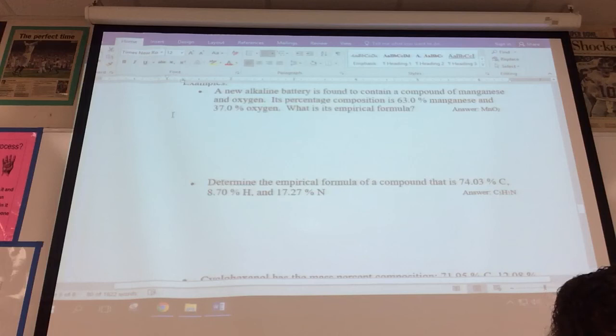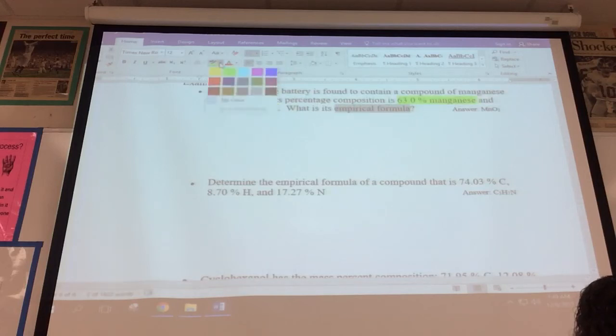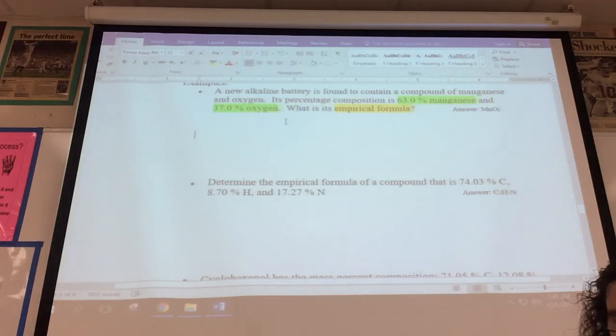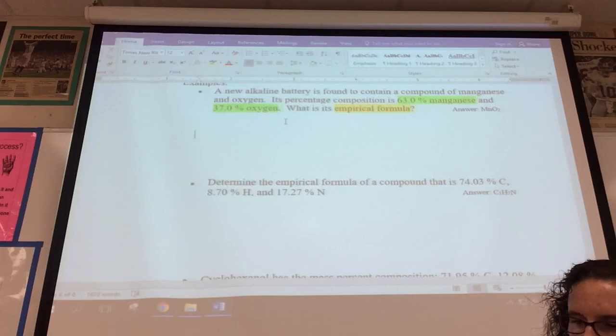The first example says, a new alkaline battery is found to contain a compound of manganese and oxygen. Its percent comp is 63% manganese and 37% oxygen. And you want the empirical formula. We're going to walk through this step by step, and I know you'll be very successful with this type of analysis.